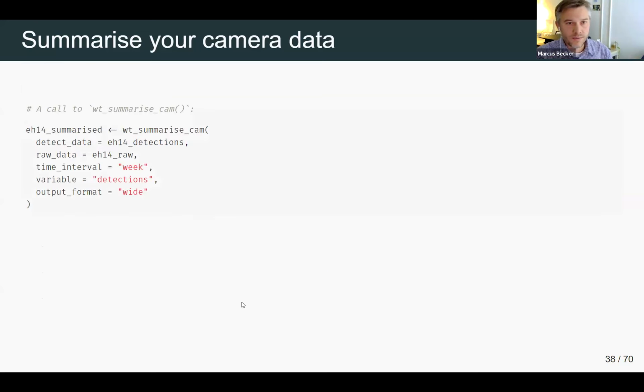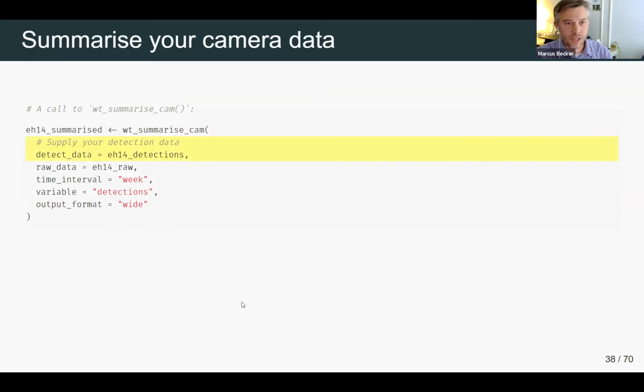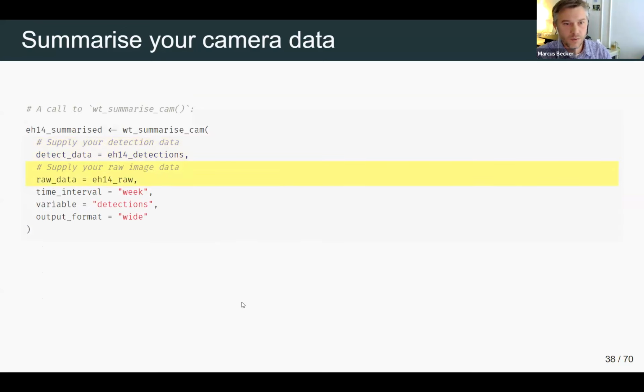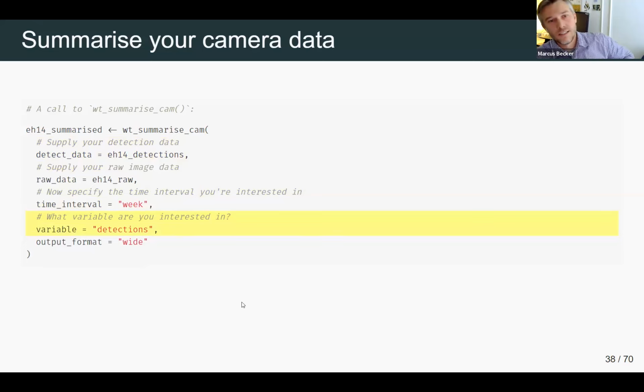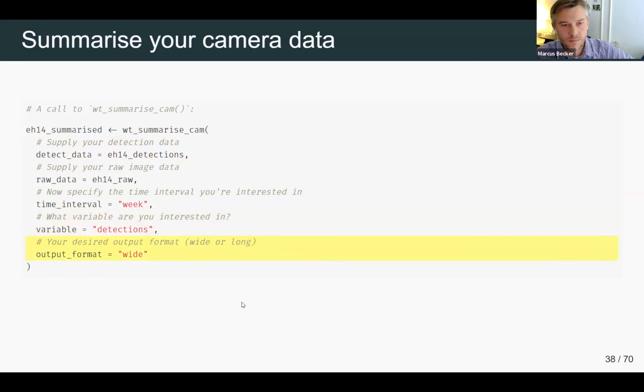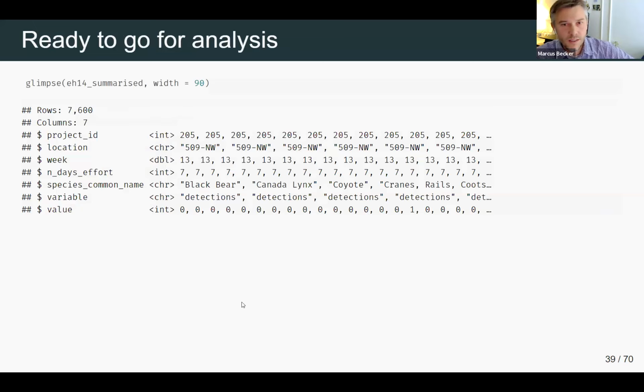This is what it looks like. You supply your detection data, you supply the raw image data, the time interval you're interested in, the variable you're interested in, and your output format. And then you'll get a nice tidy data frame of what that looks like for your data.